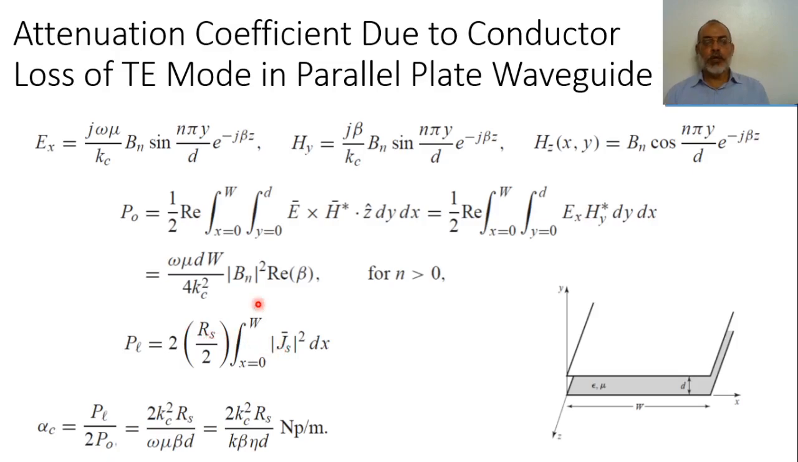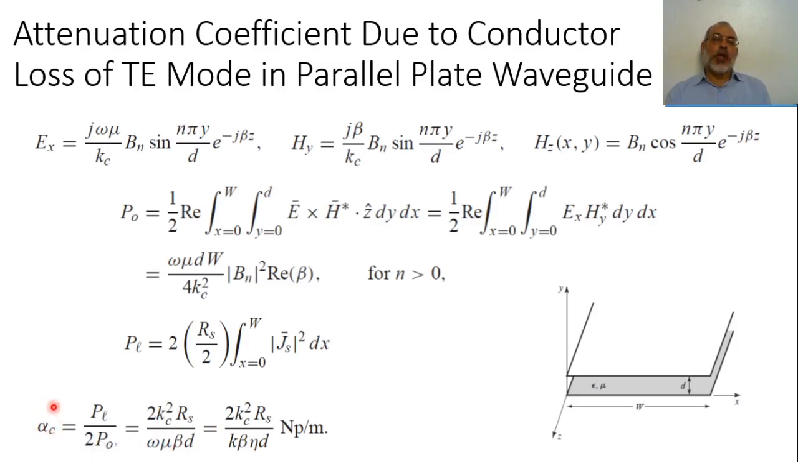Okay, b squared, we divide power losses over 2 P naught. b squared will be eliminated with b squared. Rs is Rs. W will be eliminated with W. So the remaining part would be 2kc squared, because already we have 2 here. So 4 over 2, it would be 2kc squared R surface over omega mu beta d. W already eliminated, and real beta here. So this is beta.